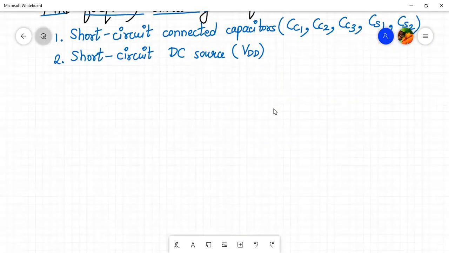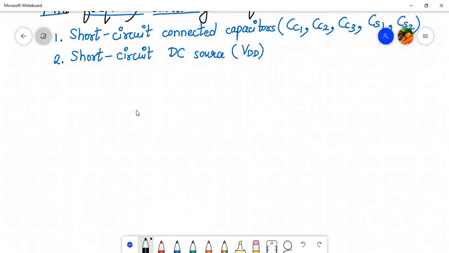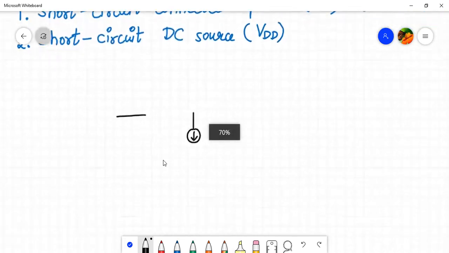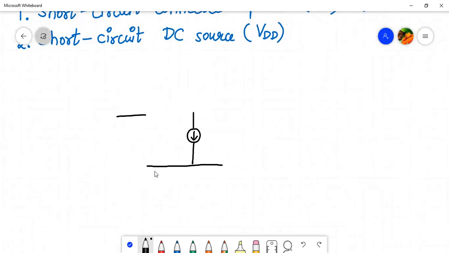So let us begin. So first of all, we will draw the small signal model of the MOSFET, right? So we will draw the gate terminal. So this is my gate terminal. So first of all, we will have gate terminal. This is my source terminal. And over here, this is my drain terminal, drain 1, right? So between gate and source, we know in a MOSFET, we will have an open circuit.